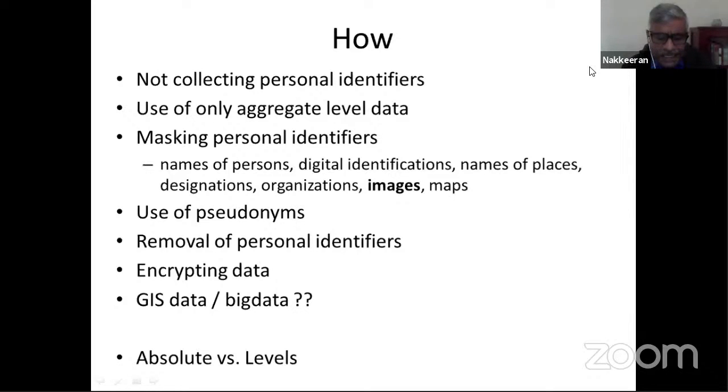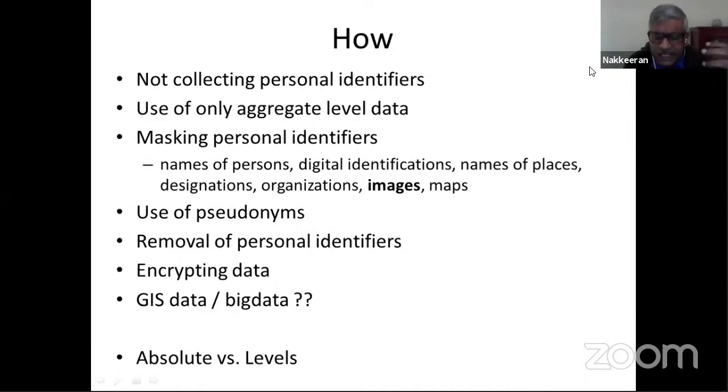So in some research we don't have to collect identifiers, or we collect identifiers and we immediately separate them and keep them away in an encrypted, coded manner. Or we collect them, but at the level of analysis, writing reports, and dissemination, we use only aggregated level data. We don't use disaggregated level data where personal identifiers can be identified. Or we mask personal identifiers, like if we collect names, we are careful with names, or we use pseudonyms in publications. We also mask names of places, sometimes designations, organizations.